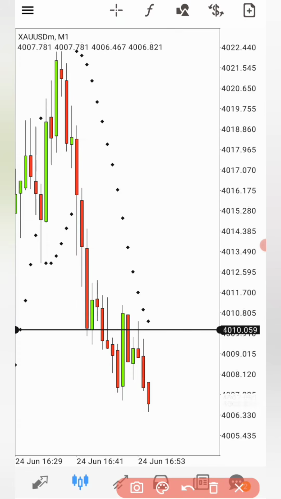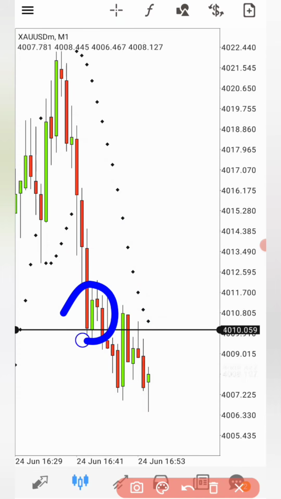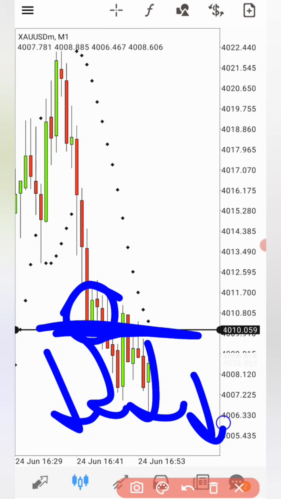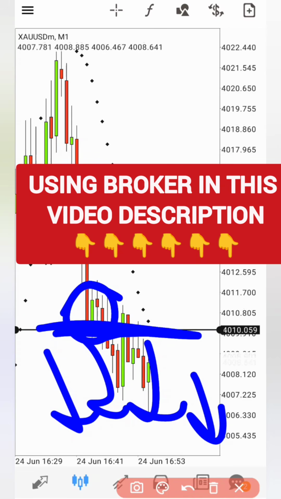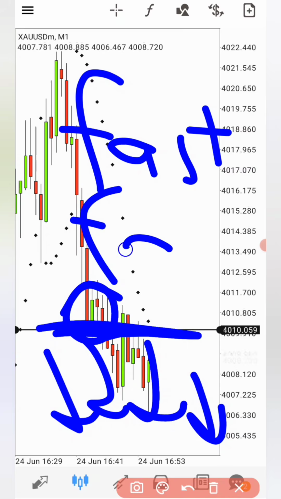So this is also how you can see entries that you can use when entering trades. When gold is in a strong downtrend, then you have just one candle which is opposite to all the other candles. This can also be a level we can use to enter scalp very fast and exit the market with profit using the broker which is in the video description, because we have to enter fast and also exit fast.